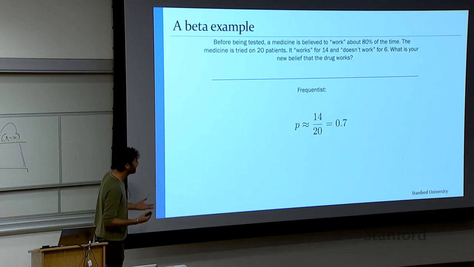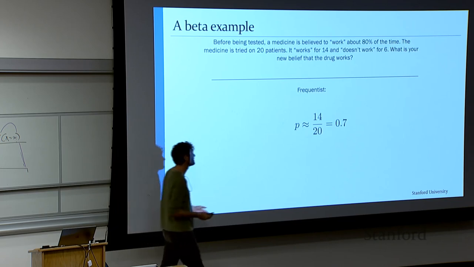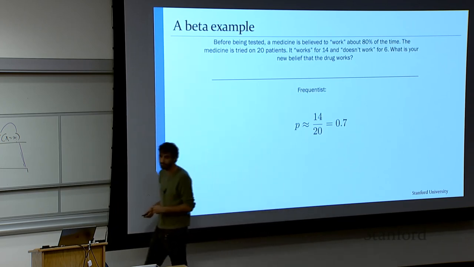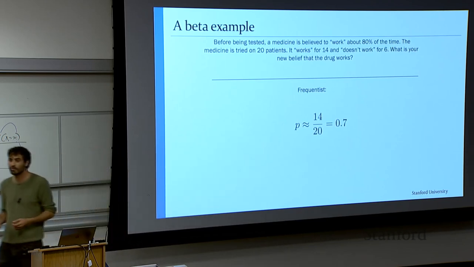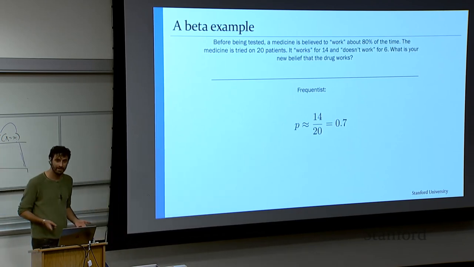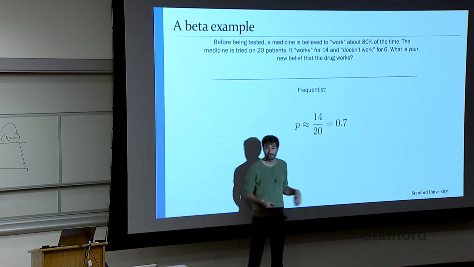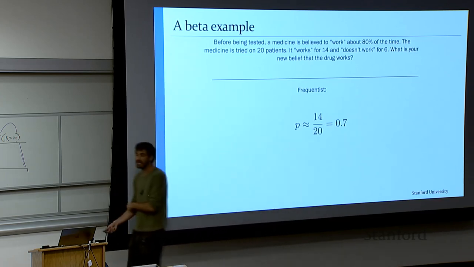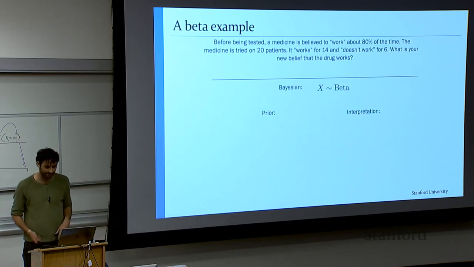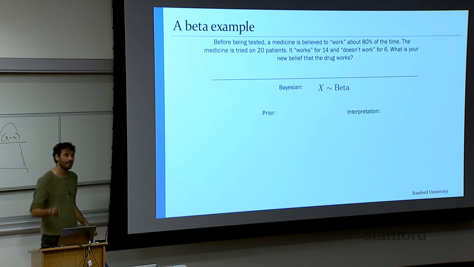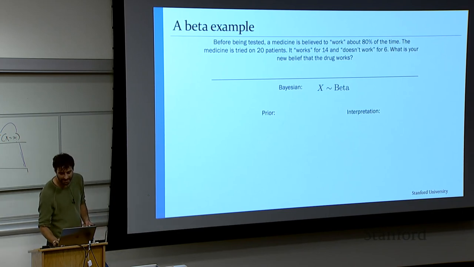This is a problem that you could approach in a few ways. Before today in CS109, this is all you could do. You could say, I don't know how to incorporate that 80%, but I do know how to talk about 14 out of 20 patients being successful with the drug, and that gives me a point estimate for probability. But now you can come up with a beta. The only thing is, it doesn't give you a prior in a format we've talked about.